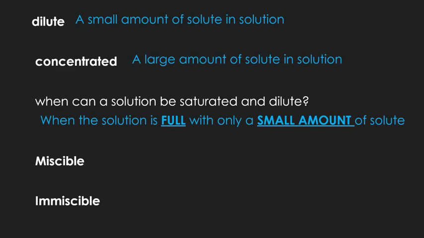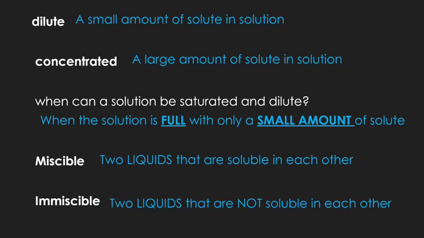These last two words, miscible and immiscible, are kind of related to soluble and insoluble, but this tends to be talking about liquids that will dissolve in each other or be soluble in each other. And immiscible liquids are liquids that are not soluble in each other. So it's basically soluble and insoluble, but for liquids. You wouldn't actually see a solid left over if it's insoluble. It'd just be not mixing together, like oil and water.